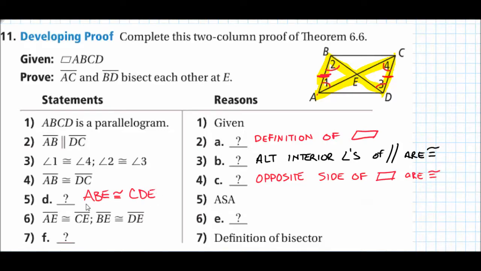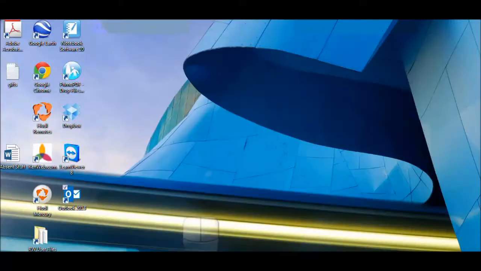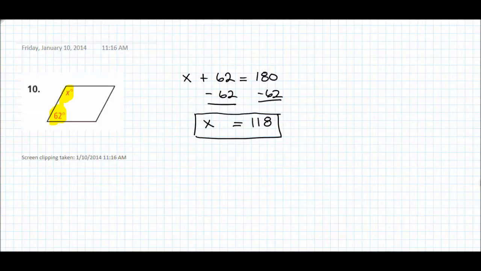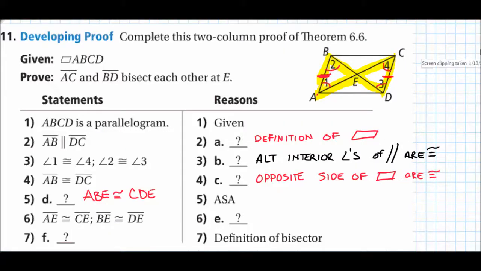Going to step 6. AE is congruent to CE, so let's erase all that stuff. So AE must be congruent to CE, and BE must be congruent to ED. And again, remember, we just proved the two small triangles right here were congruent to each other. And we can prove that because corresponding parts of congruent triangles are congruent.